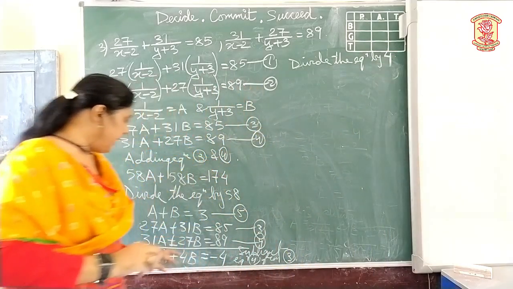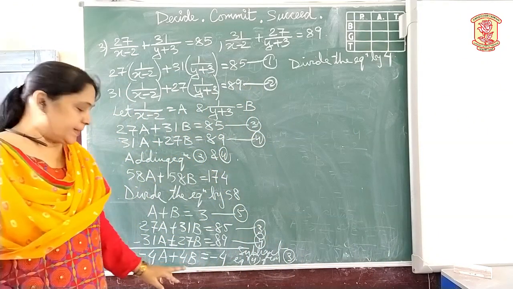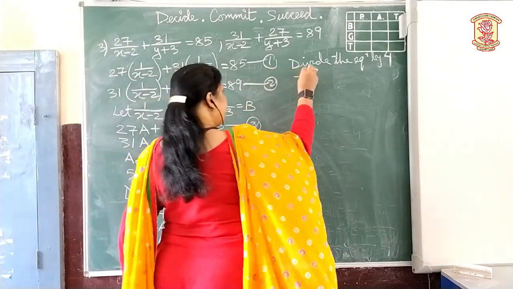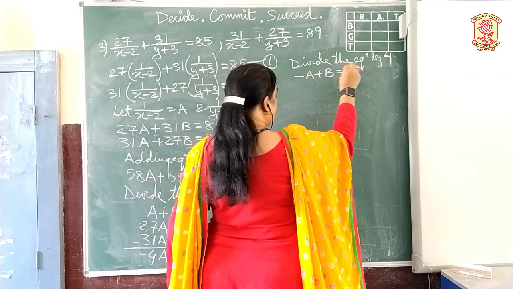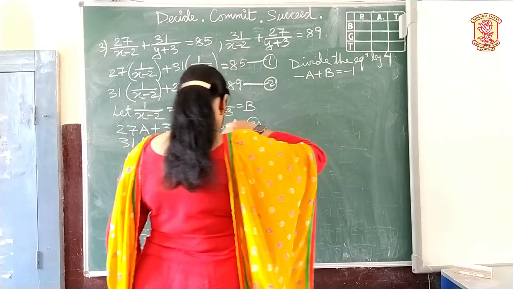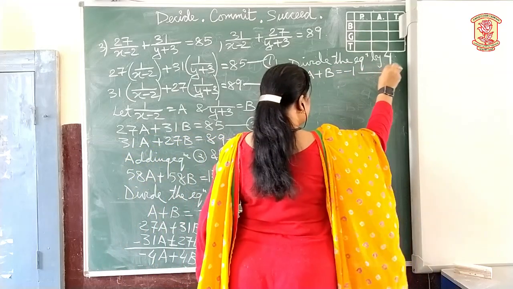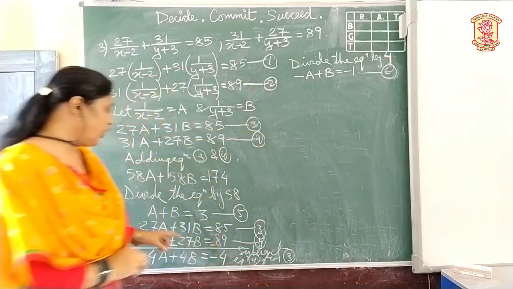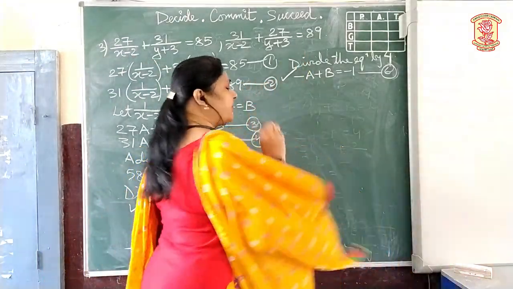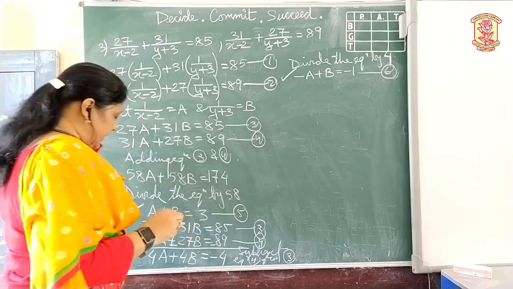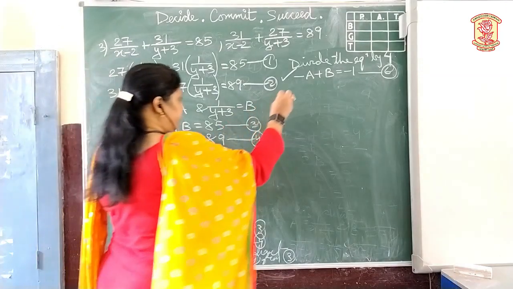Why are we dividing by 4? To make this equation simpler. So we get minus A plus B equals minus 1. So this becomes the 6th. Now by adding we got the 5th equation. By subtracting we got the 6th. Now we'll take the 5th and the 6th together.